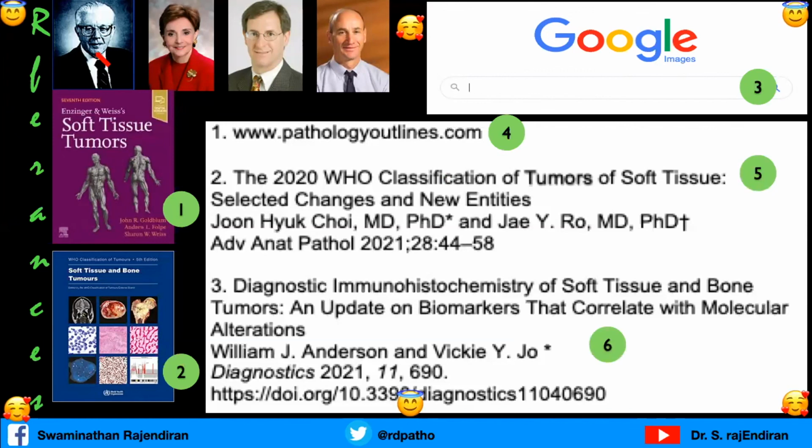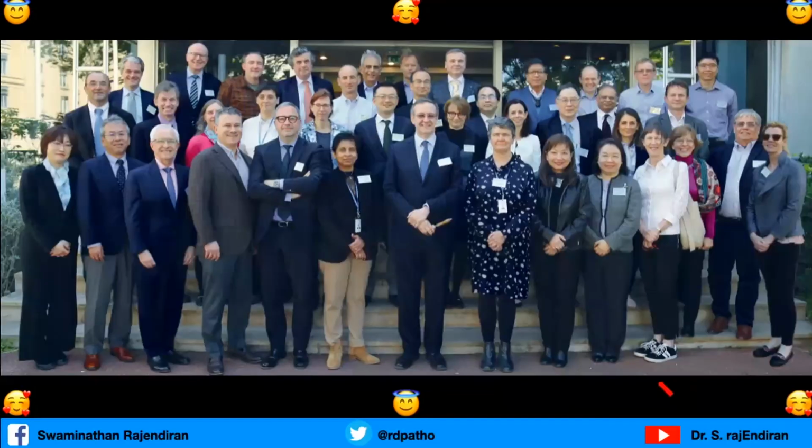And the fifth and sixth are the articles that formed the backbone of today's discussion. Okay, the first one is by Choi et al., 2020 WHO classification, selected changes and new entities. And all the immunohistochemical markers I talked about associated with molecular events are from Anderson et al.'s paper. They are recent, 2021 papers, both of them. Take a selfie of this because you may be interested in these papers, and I think I have given it in my handout also.